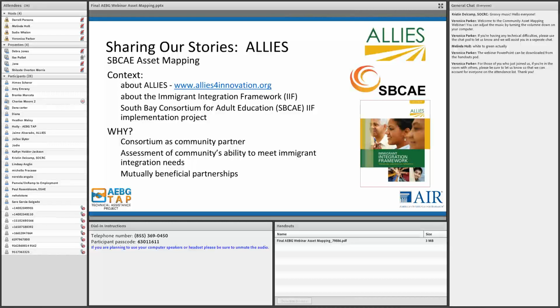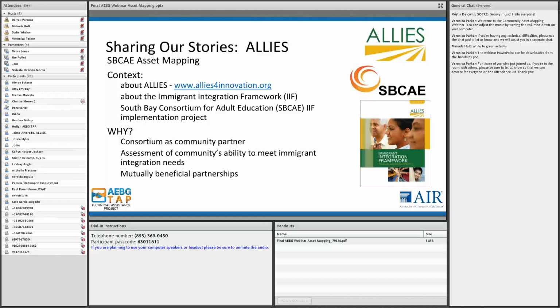So in wanting to be a real partner, they don't want to just check off a box of partnerships and engaging with community organizations, but really want to build partnerships that are mutually beneficial to all involved and that help move the needle on the success of the individual served, which in this case are immigrants, refugees, and English language learners.